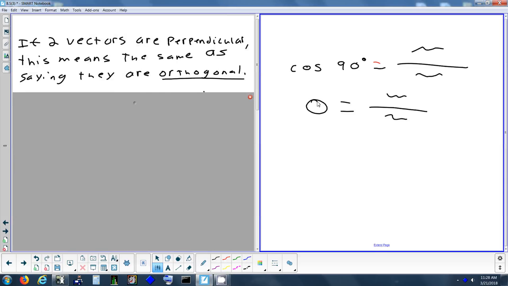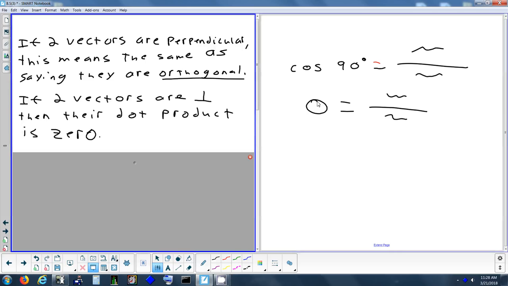What's the only way that a fraction can ever equal 0? If what? If the numerator is 0. That's the only way a fraction will equal 0, if the top is 0. What's in the top? I know it's a squiggly line here, but when we do our formula, what's normally in the top? The dot product.